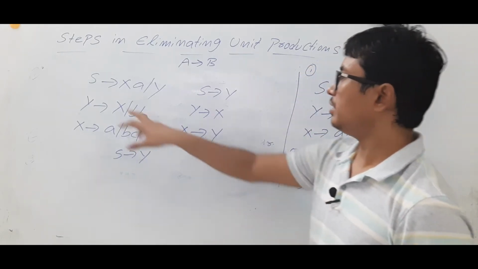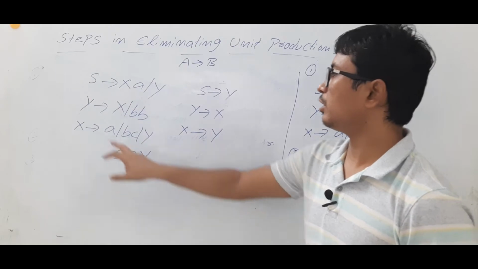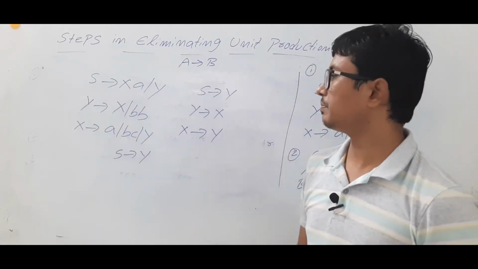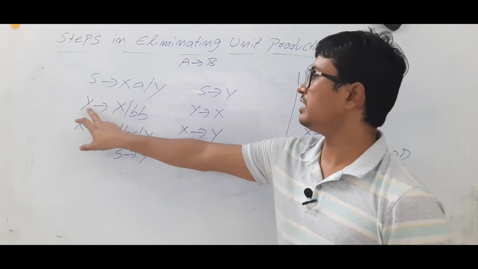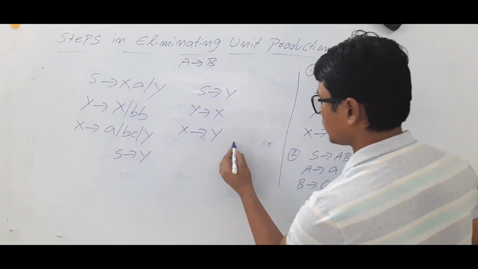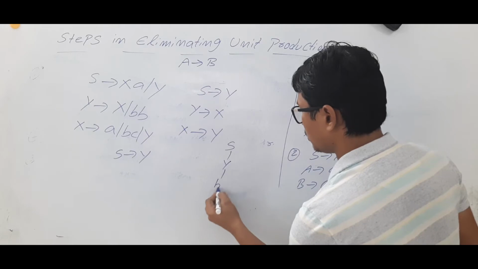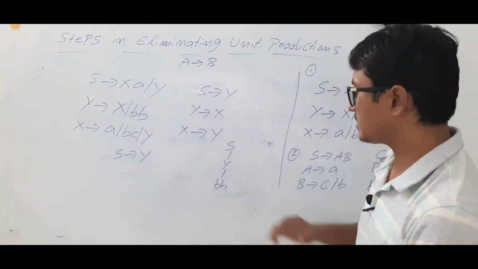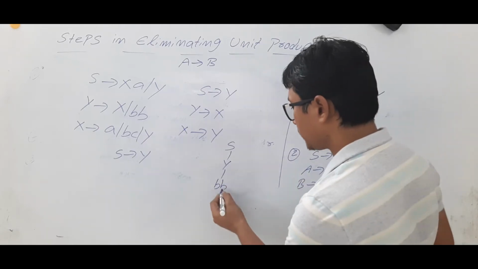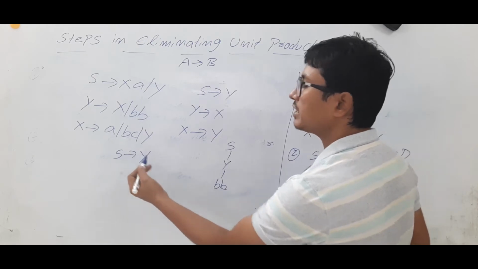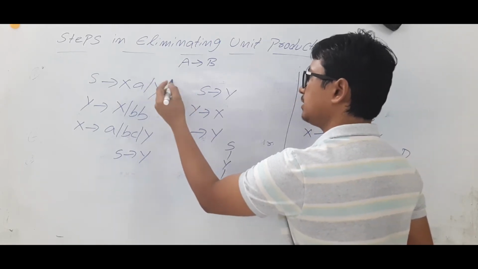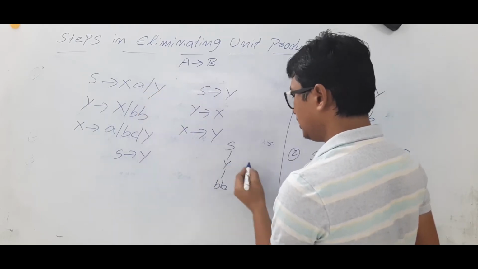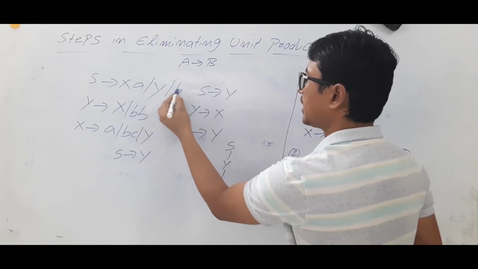Now S determines Y is there. Now Y is determining BB. Are you able to understand it or not? X determines Y is there. Y is able to determine BB. So indirectly S is generating BB. So whenever I am removing S determines Y, we need to add this BB. Am I right or wrong?